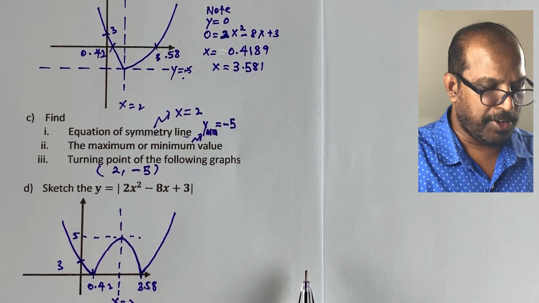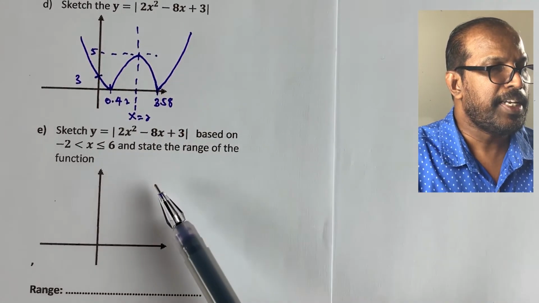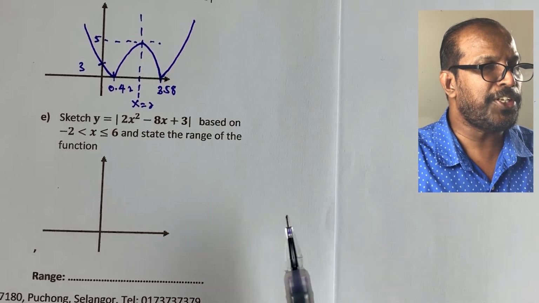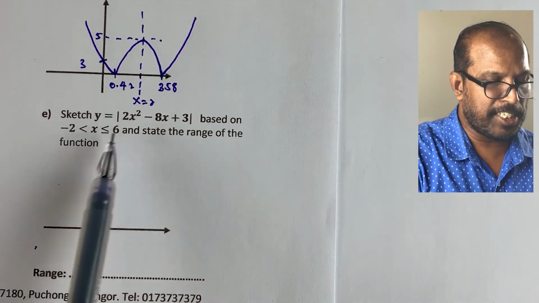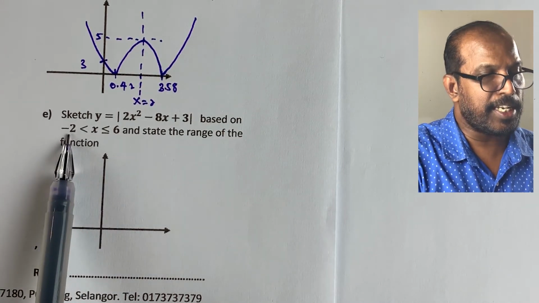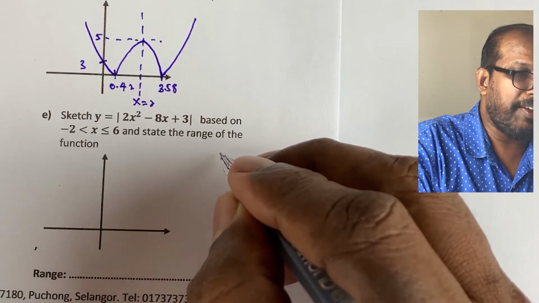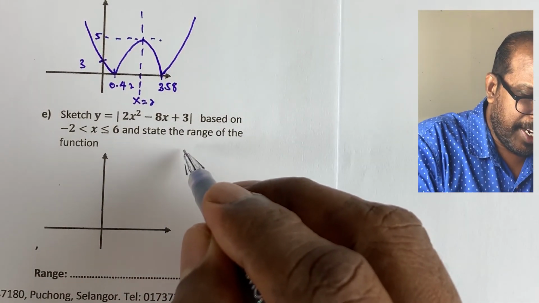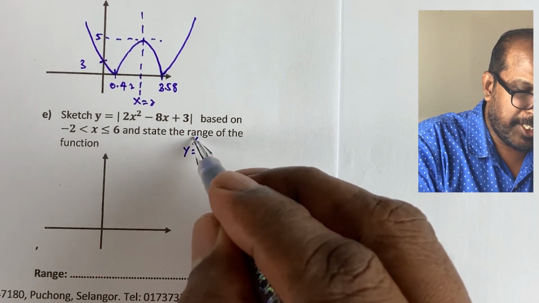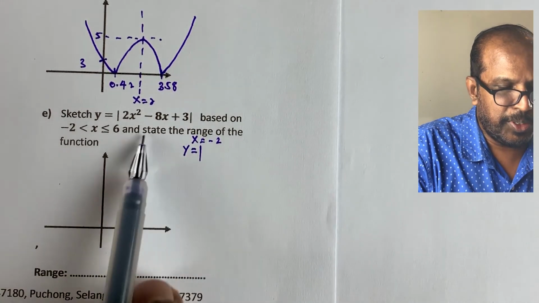Okay, now we're going to section E. What will happen if the same graph, we need to determine domain and range if it is given a certain boundary of the class. So if they give you, in this case, in between negative 2 and 6, I want to calculate what is the value of y when x equals to negative 2. So when x equals to negative 2, so I got modulus. So put negative 2 inside here.